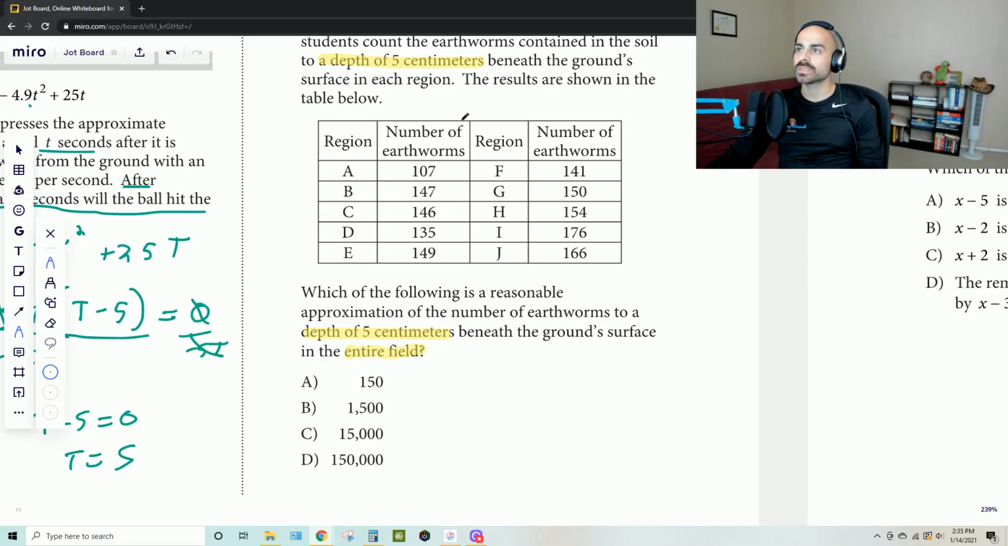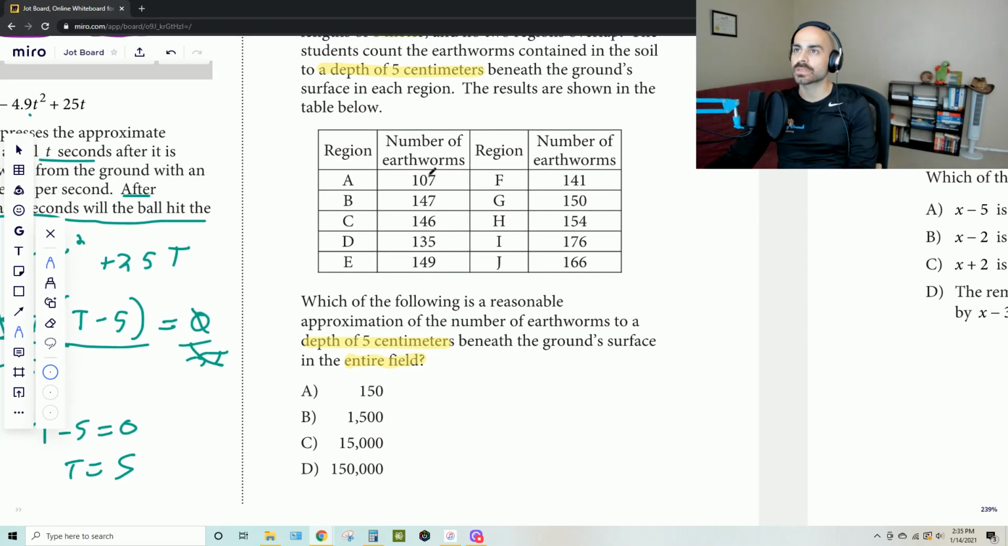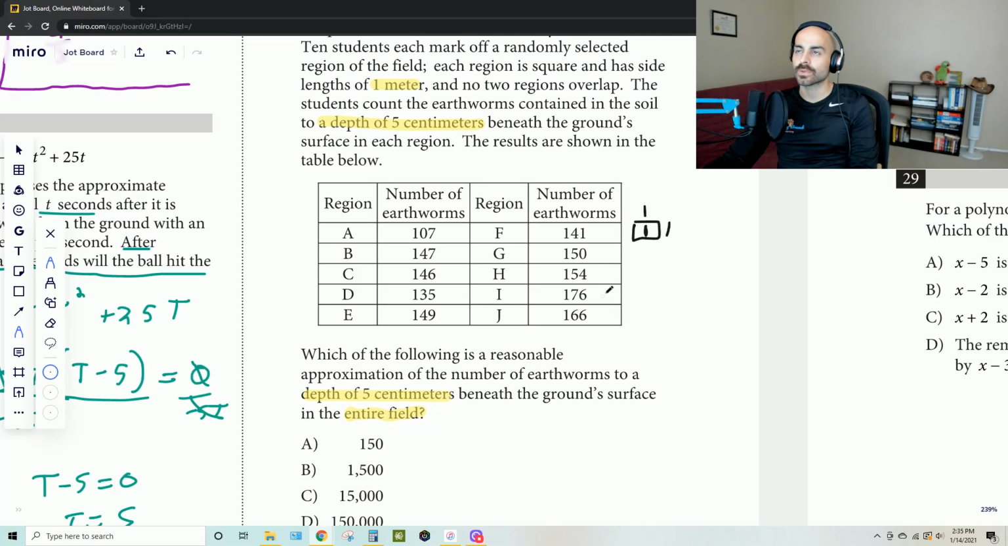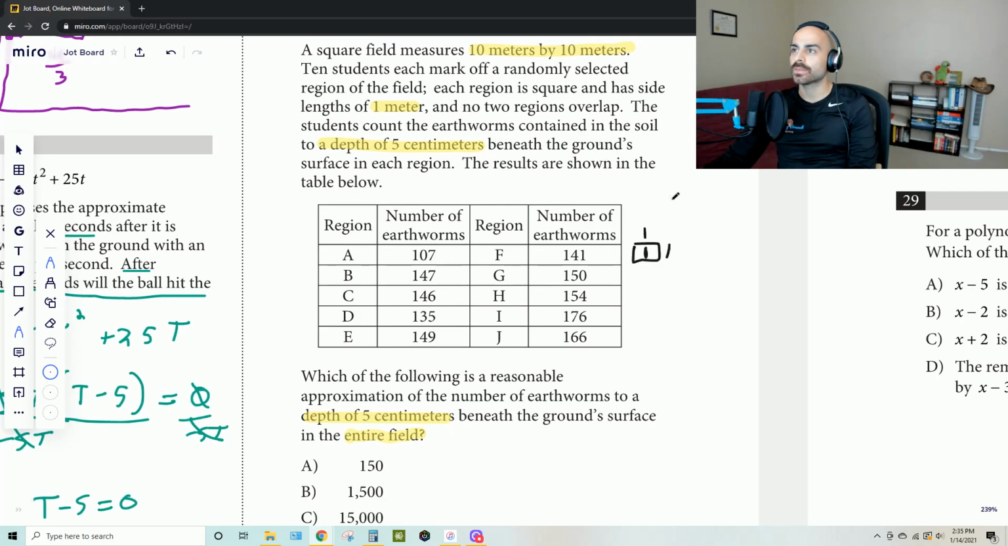Well, what we see here is that each of these regions is representing a 1 by 1. So that's a square area of one. And we know that the entire field is 10 by 10, which gives us an entire area of 100.